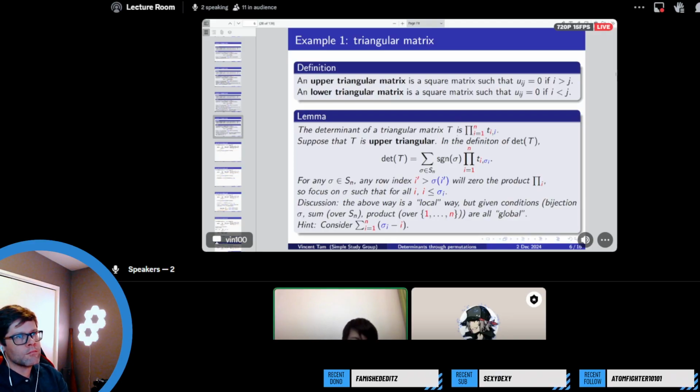In this way, we have proved that actually this summation sign can be taken out. The sign of the identity transform is 1, and then this sigma I is actually I. So finally we get T subscript I comma I. Similar arguments also apply to the lower triangular matrix.